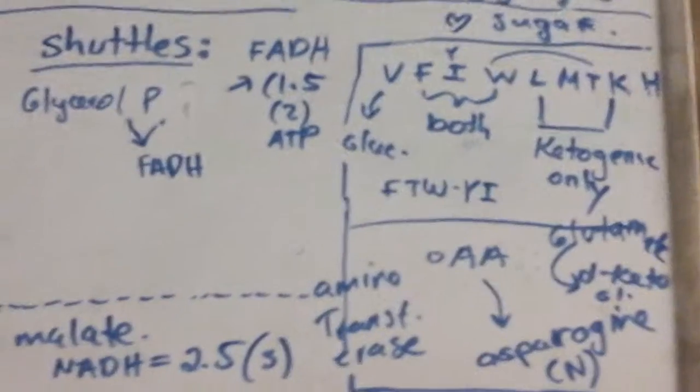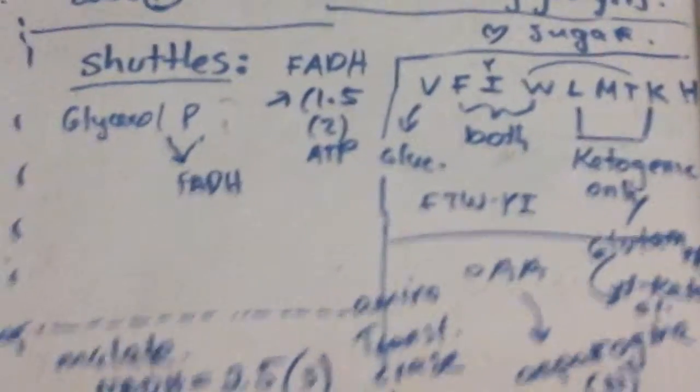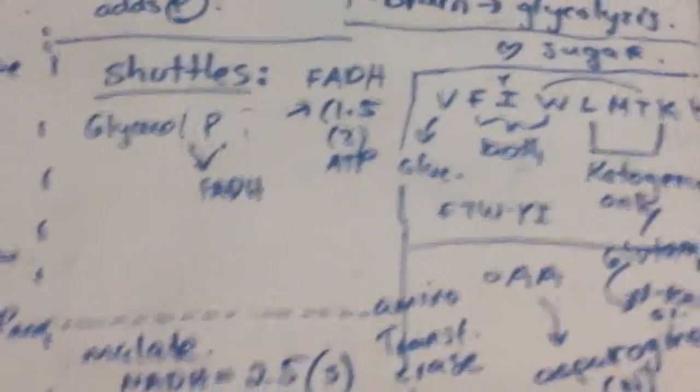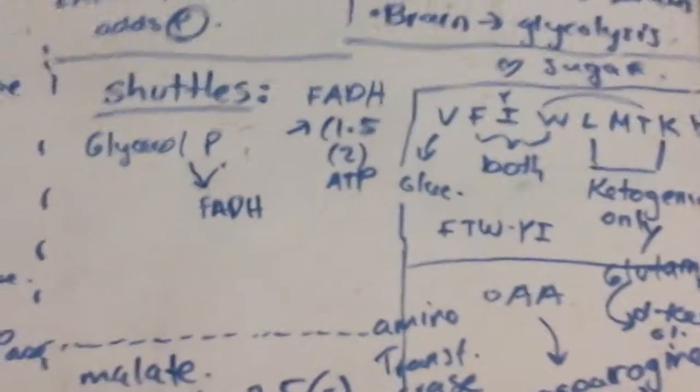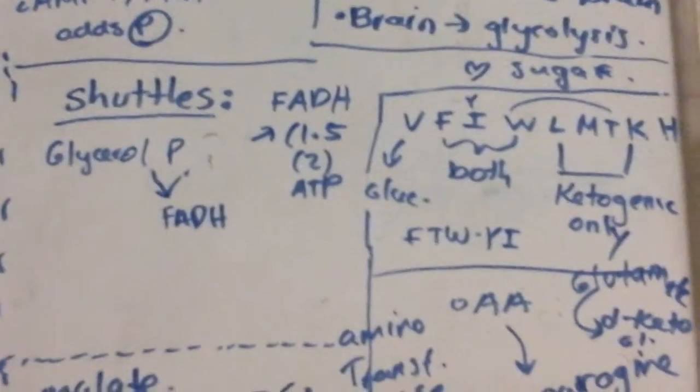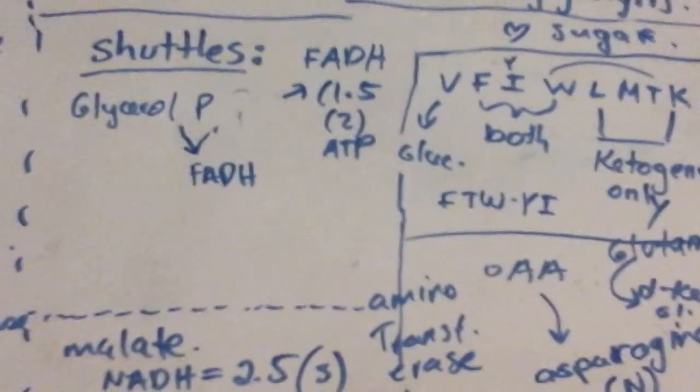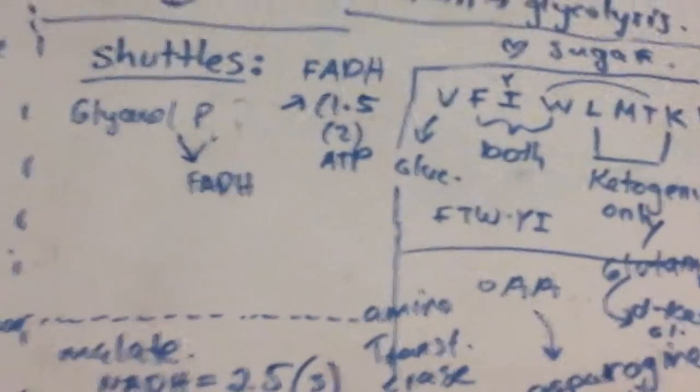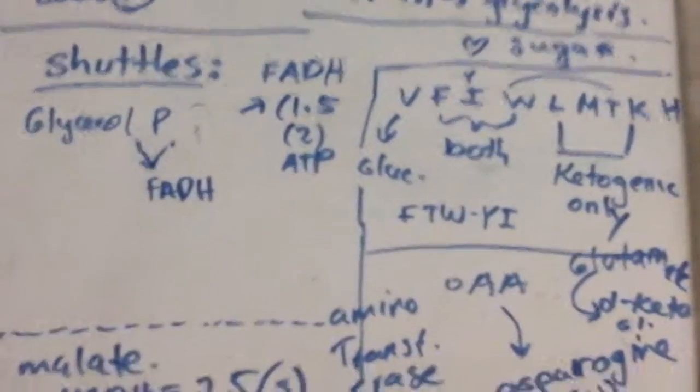There's ketogenic, and there's gluconeogenic, and there's both in terms of amino acids. I have a mnemonic device that I came up with because of my professor. It's called Very Frequently I Work Like Mr. T.K. Harris. Mr. T.K. Harris was the name of the professor. So I just have that abbreviation for all of the essential amino acids.